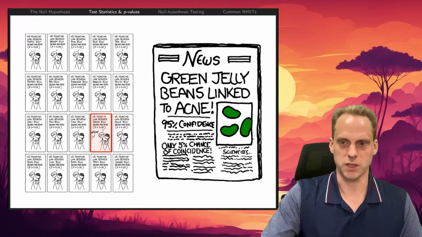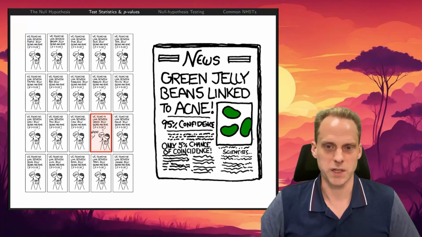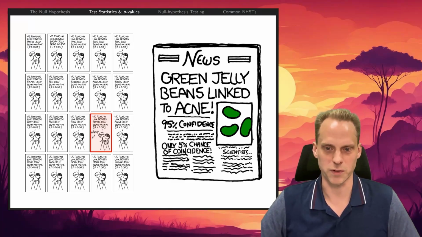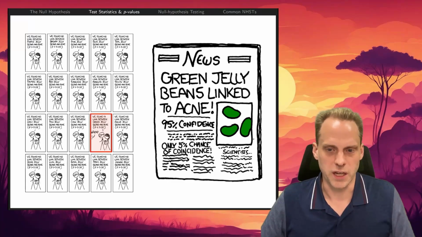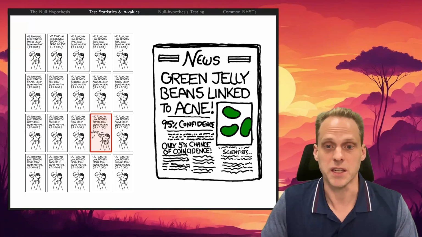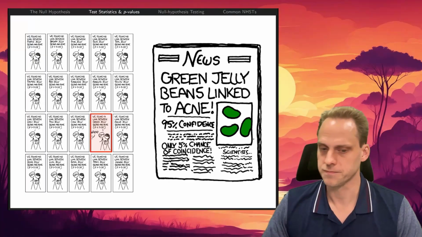So what you shouldn't do is then write a newspaper article about green jelly beans being linked to acne. The 95% confidence, only 5% chance, right? Because it doesn't take into account that there were actually 19 other tests performed as well.